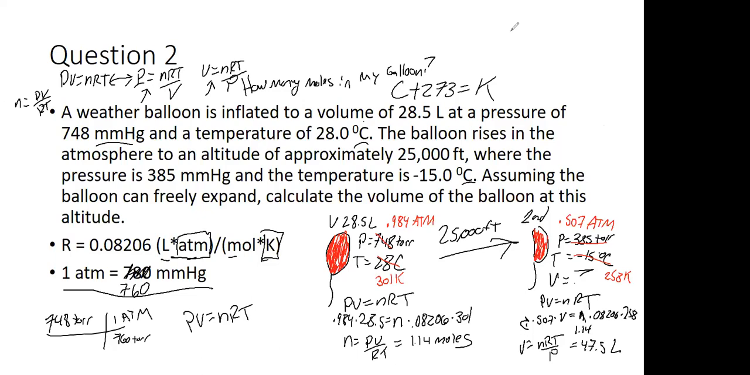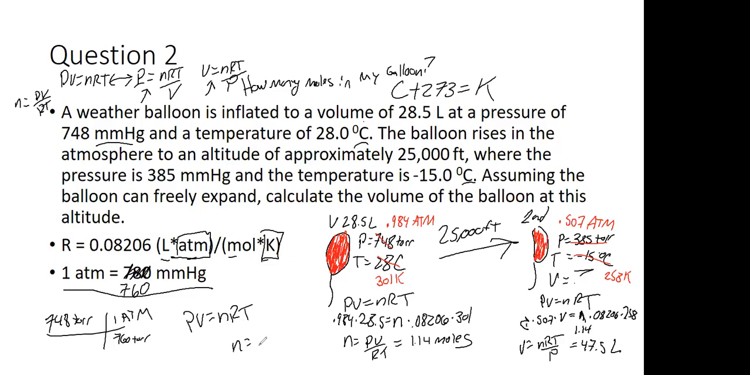What numbers do I use exactly? So I used number of moles being 1.1356 because I didn't round. So my number of moles was actually 1.1356. Temperature is 258. Gas constant is 0.08206. Pressure is 0.506579. So I did not round. If you're getting something like 47.6, 47.7, 47.4, 47.3, that's because I didn't round when solving this. If you're getting something like 44, that's not a rounding error.